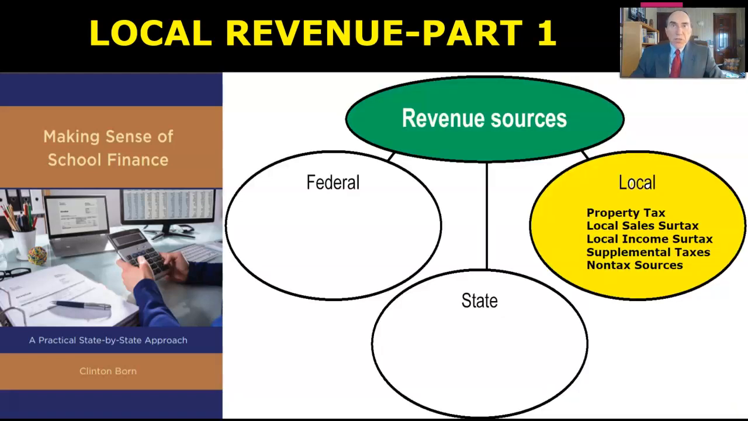This presentation, School District Local Revenue, Part 1, aligns with the text, Chapter 2, and provides an overview of local revenue for school districts. Property tax, sales surtax, income surtax, supplementary taxes, and non-tax sources are public schools' local revenue sources. Local revenue is one of three main income sources for school districts, with state and federal revenues completing a district's income in general.